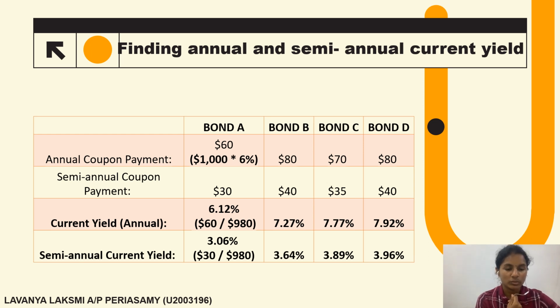This is for annual. Next, the semi-annual, we can take the semi-annual coupon payment, $30, divided by the current market price for bond A, which is $980. After we divide, we will get 3.06% for semi-annual current yield for bond A. For the rest of the bonds, we can follow the same methods.